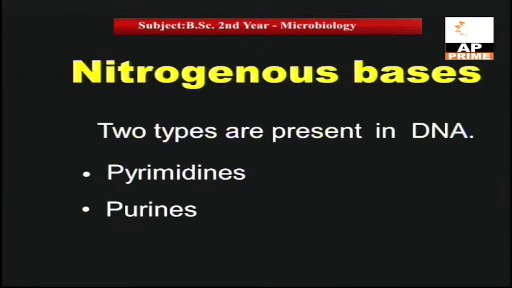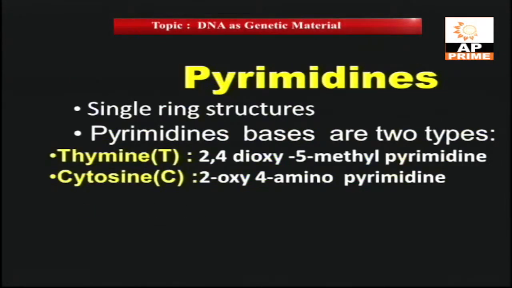Next, coming to know the nitrogenous bases in DNA structure. Different types of heterocyclic nitrogen ring containing compounds are present in DNA. These are of 2 types, pyrimidines and purines. Now we will discuss pyrimidines. It is a single ring containing compound and pyrimidines are of 2 types in DNA, thymine and cytosine.